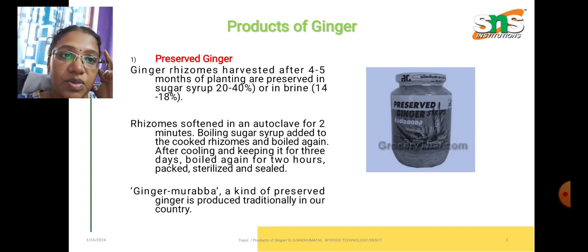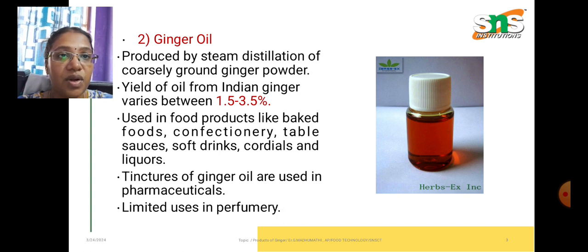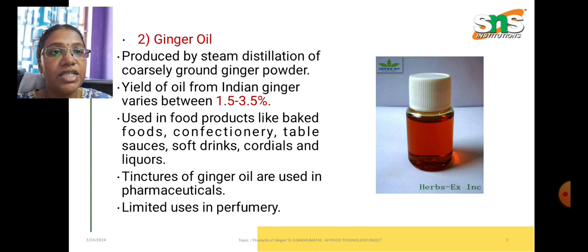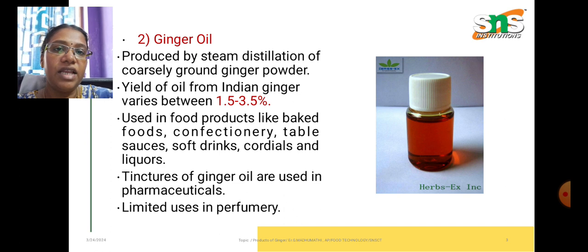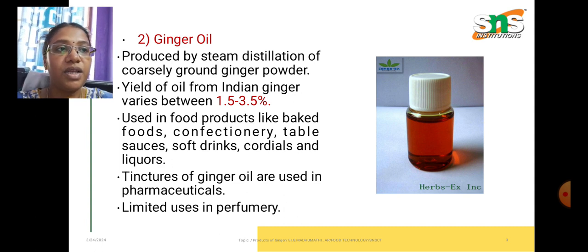And ginger muraba is one kind of preserved ginger product that is traditionally consumed in various countries. And ginger oil is one of the products from ginger. It is extracted by the steam distillation of coarsely ground ginger powder. The yield of this oil in Indian varieties is nearly 1.5 to 3%, and it is mainly used in food products like baked foods, confectionery, table sauces, soft drinks, cordials, and liquors. Tinctures of ginger oil are used even in pharmaceutical industries, and in limited uses in the perfumery industry.